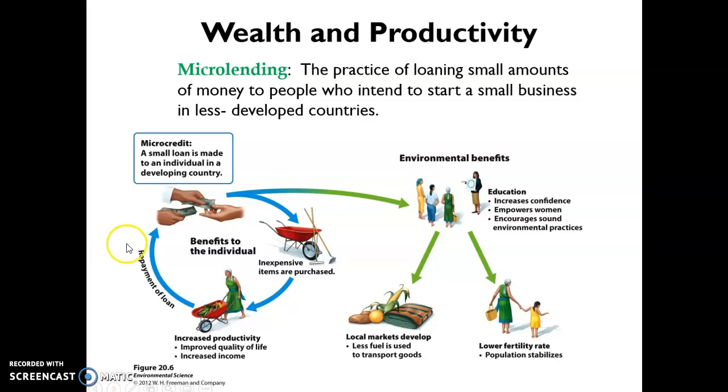So in micro-lending, the idea is that something like the World Bank gives a small loan to an individual to purchase materials, in this example, like a wheelbarrow and farming equipment. And as a result, the person can have increased income, improved quality of life, increased productivity, and they pay back the loan. And in actuality, that actually has worked. The far majority of individuals provided these loans did use them and did pay them back.